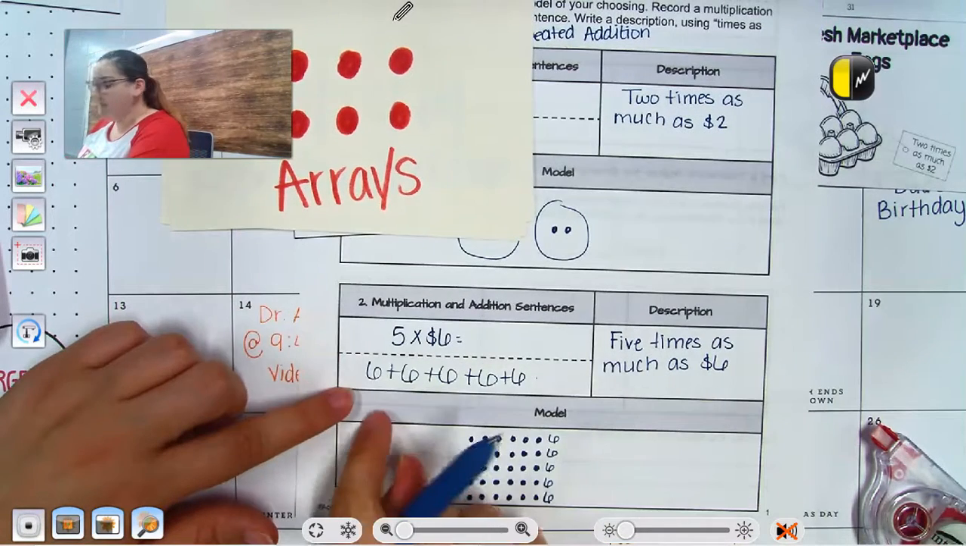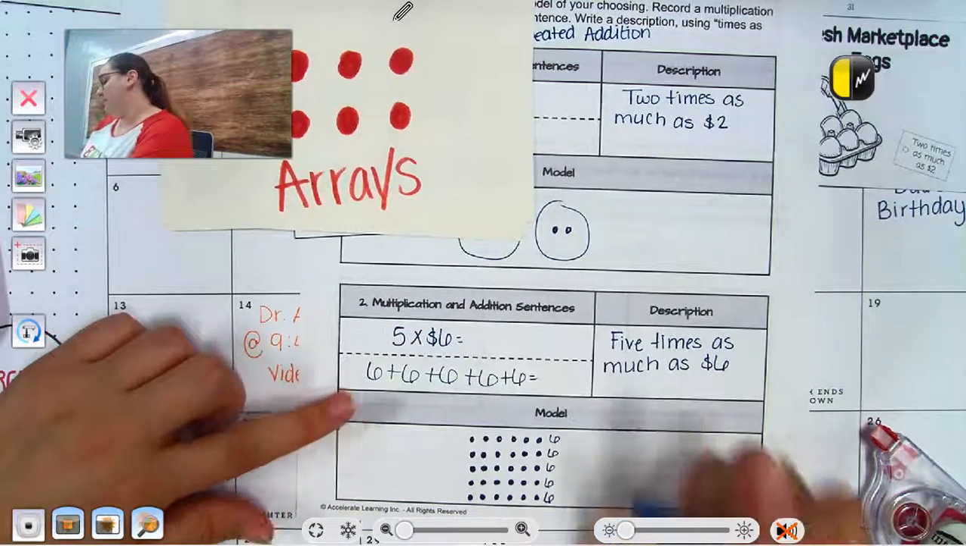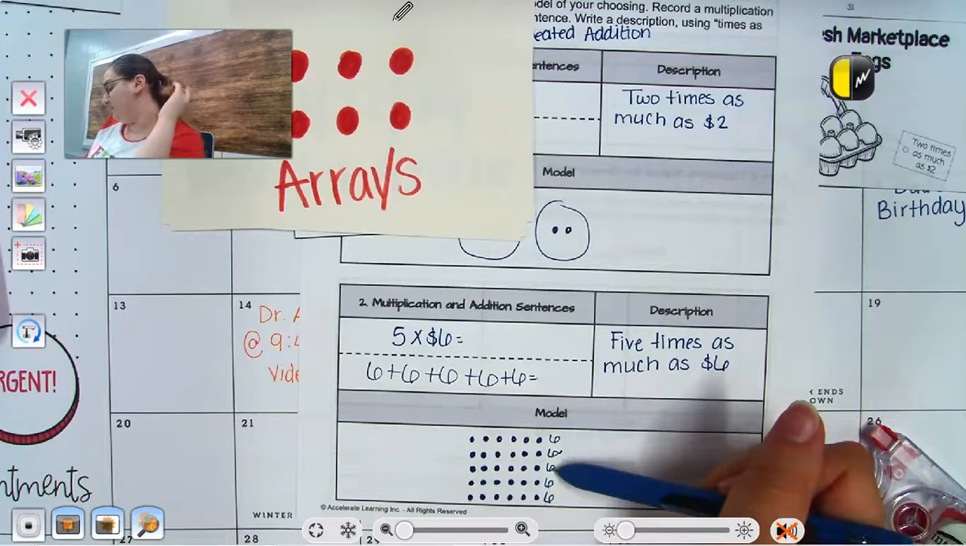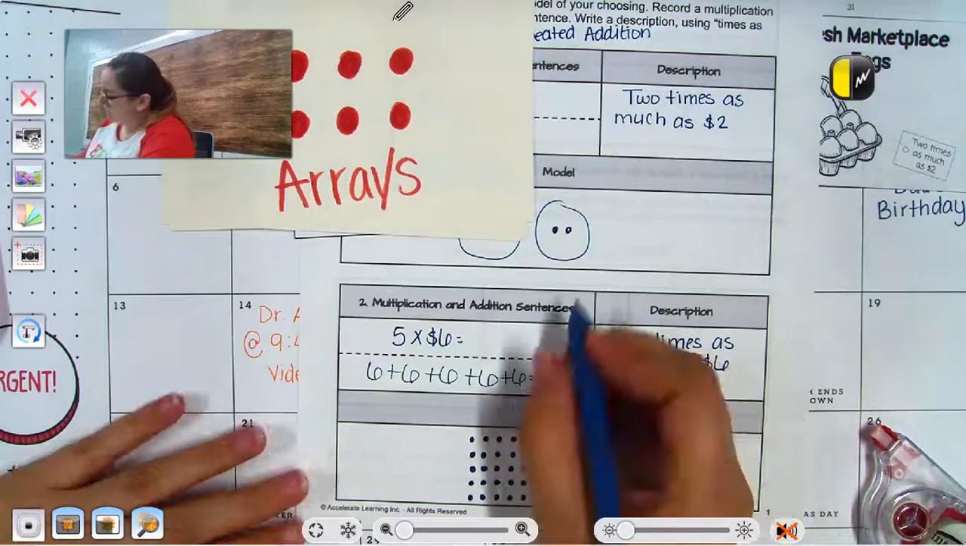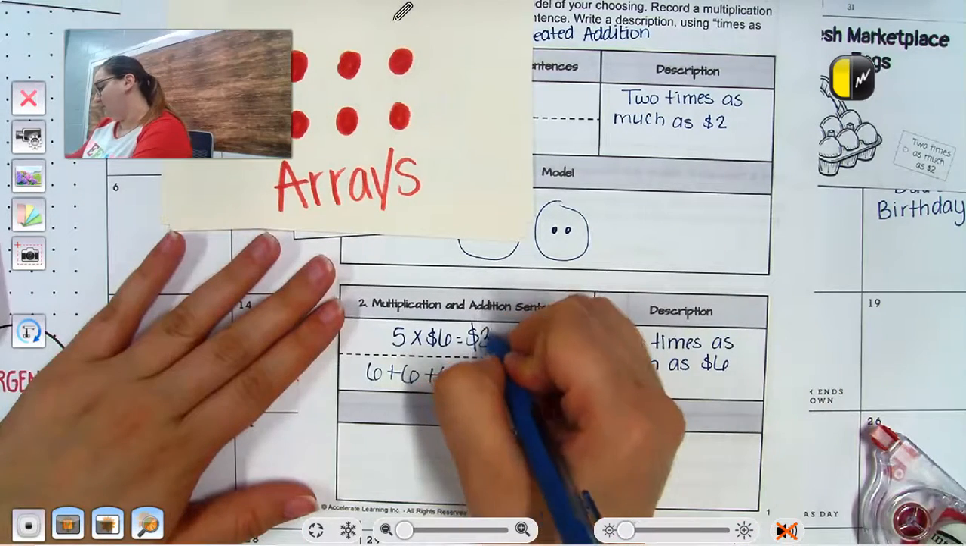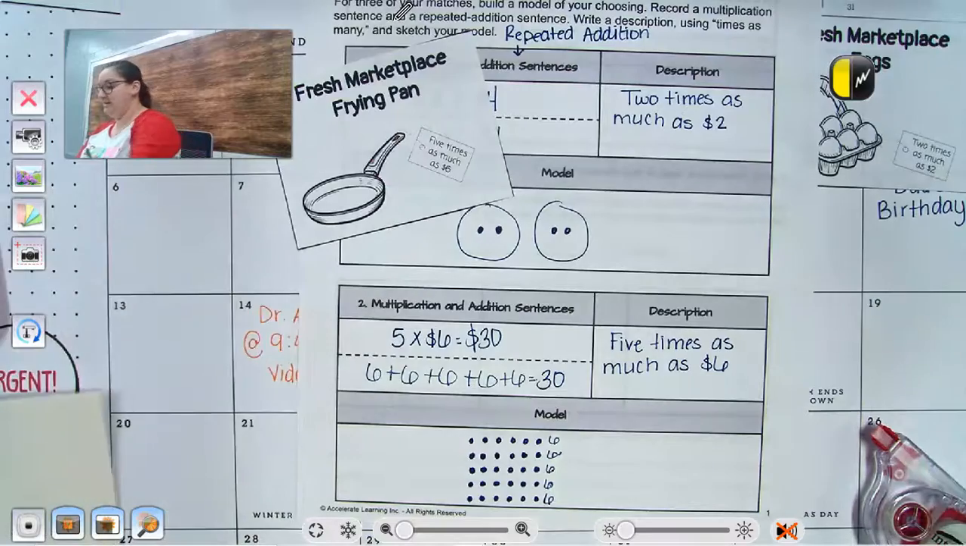I am adding 6 five times because I have 5 rows of 6. So 6 plus 6 is 12. 12 plus 6 is 18. 18 plus 6 is 24. And 24 plus 6 is 30. So it's going to cost me $30 for my frying pans, because it's 5 times as much as 6. So basically what it's telling me is I'm going to be adding $6 five times to buy the frying pan.